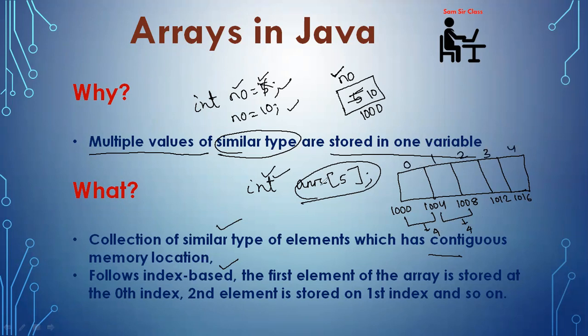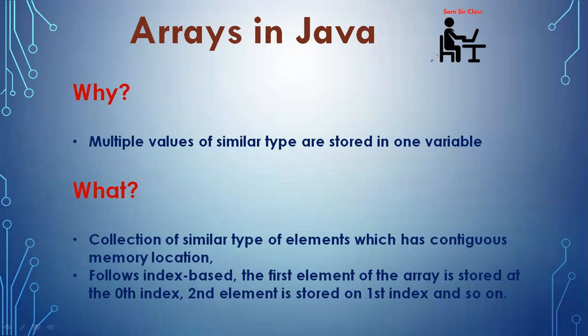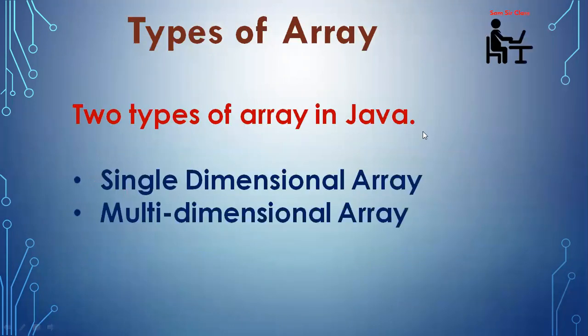So overall, an array is nothing but a collection of similar type of elements depending on the data type, which follows contiguous memory location where the difference between any two consecutive memory locations is the same, and it is based on the index concept. So by keeping all these things in mind, let's see the types of arrays in Java.